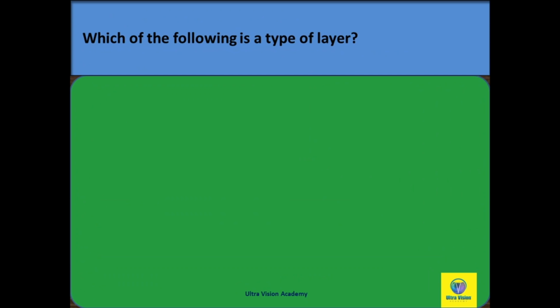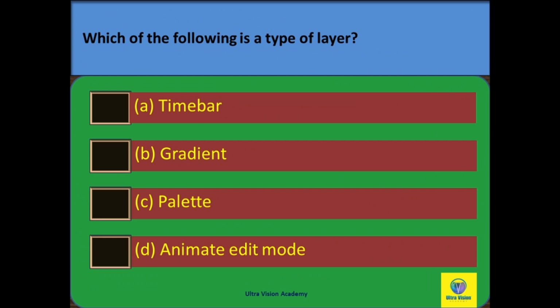Which of the following is a type of layer? Options are time bar, gradient, palette, or animate editing mode. Well, the answer is B, gradient. Gradient is a layer, whereas a time bar is a tool where you can see time, and it is divided into frames. Palette is used to apply color, and animate editing mode is a button that is used to start animation, to start recording. So gradient is such an option that is used to display some type of design on screen.